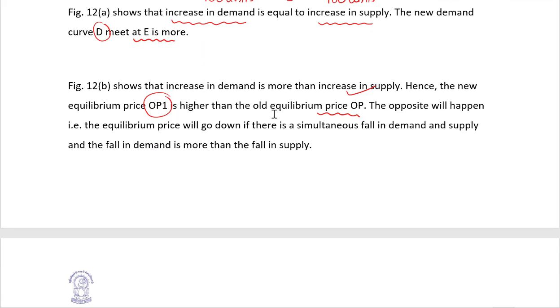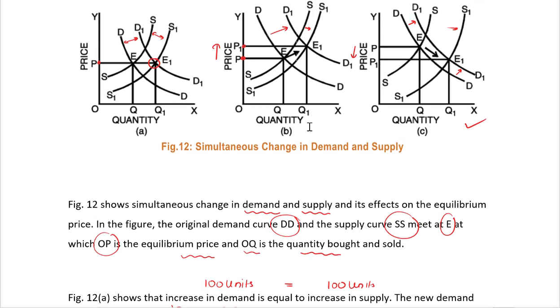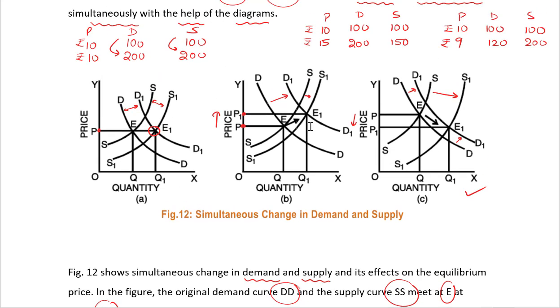The opposite will happen, that is the equilibrium price will go down if there is simultaneous fall in the demand as well as supply, and fall in the demand is more than the fall in the supply. Fall in the demand is more than the fall in the supply. You can see it over here.